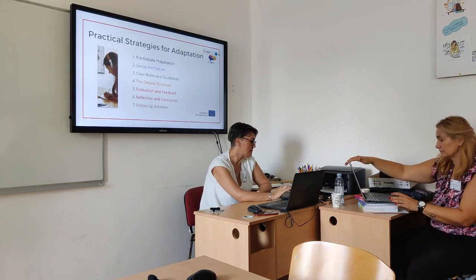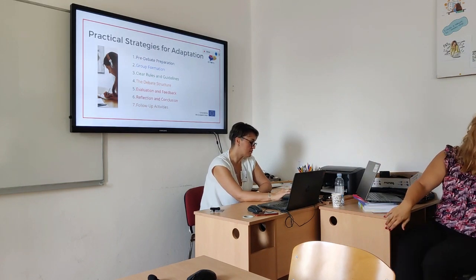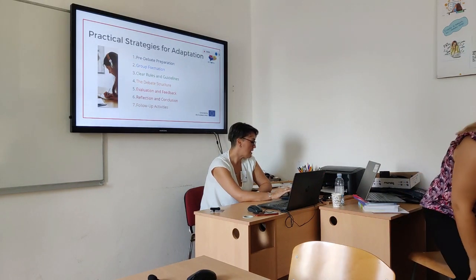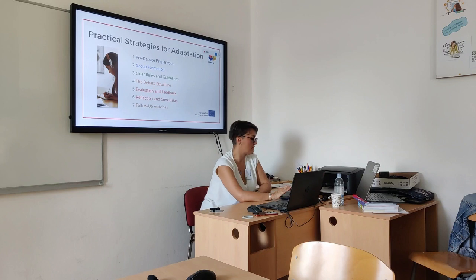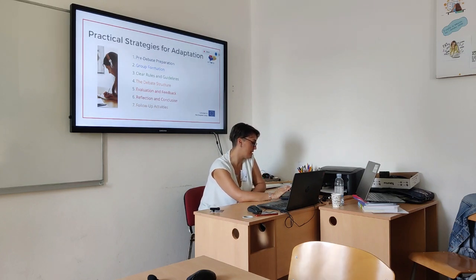Group formation. Divide students into groups of 3 to 4, aiming for a mix of abilities and learning styles. Assign a designated leader to each group to manage time and ensure the debate stays on track. Clear rules and guidelines. Establish clear rules and guidelines for the Mathdebate, including the format, time limits, and behavior expectations. Make special accommodations for students with dyscalculia, such as offering extra time or alternative forms of communication.